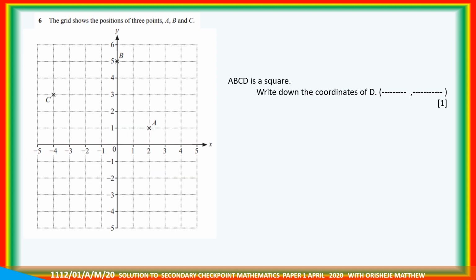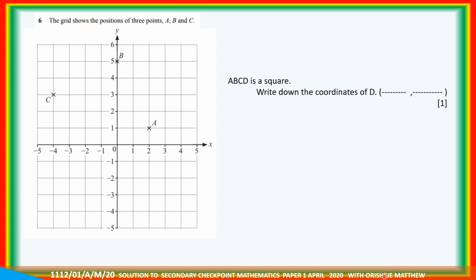So let's go to question 6. Now in question 6, the grid shows the position of 3 points A, B, and C, already shown on the grid.